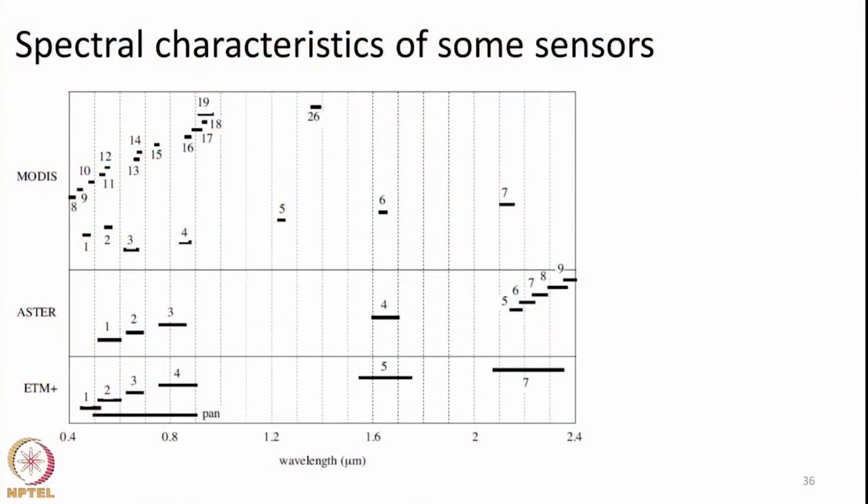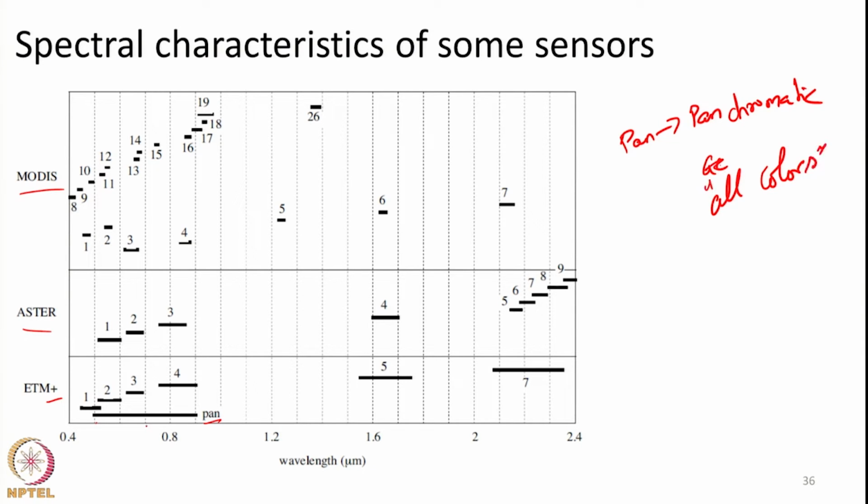So, this slide gives you spectral characteristics of some sensors. This is ETM plus sensor, Aster sensor, Modis sensor and so on. So, here you can see what is known as a pan band, written as pan, which is panchromatic. Panchromatic generally means all colors, chroma means color. So, essentially panchromatic band spans a very broad spectral range, say maybe here 0.5 to 0.9 micrometers.